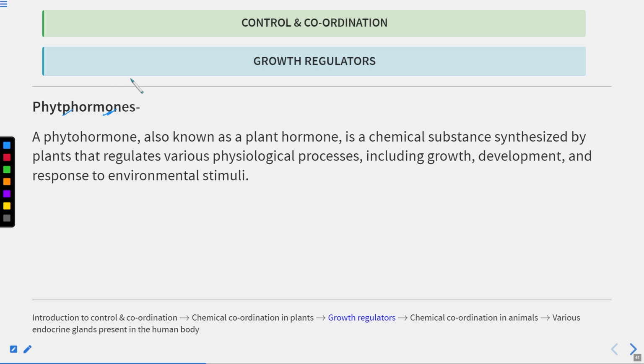These phytohormones are also known as plant hormones. They are the chemical substances synthesized by the plants that regulate various physiological processes such as growth, development, and the response to environmental stimuli.